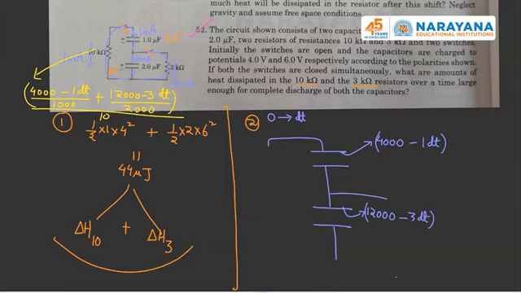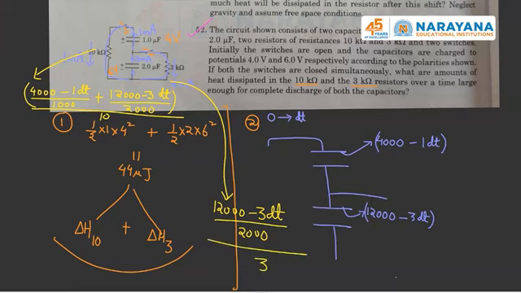Similarly, if you look into this too, this will become 12,000 minus 3 dt upon 2000, right? And whole divided by 3. Now observe it carefully. Initially, it was 1 and 2. What I wanted to say is the ratio was 1:2, current here and current here.